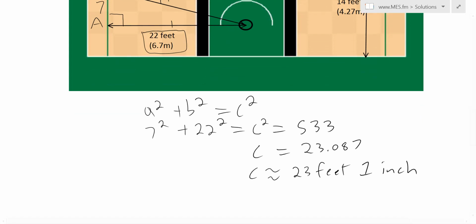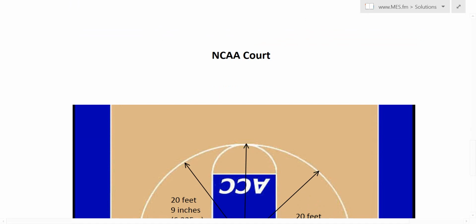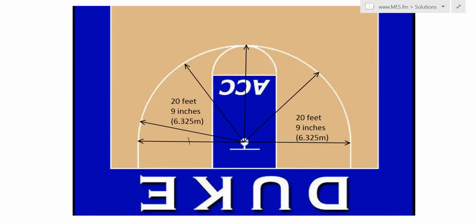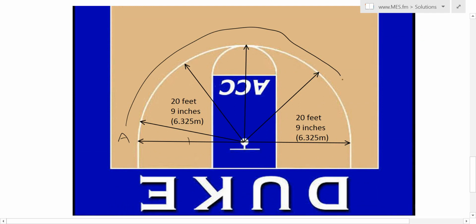So we're going to compare that to the NCAA basketball court and its three-point line. It differs in that at position A here, which is the corner that's parallel to the baseline, all the way around the entire arc, the three-point line is uniform. That means that the distance between the three-point line and the center of the hoop is the same anywhere around that arc. The only exception is in this area B.